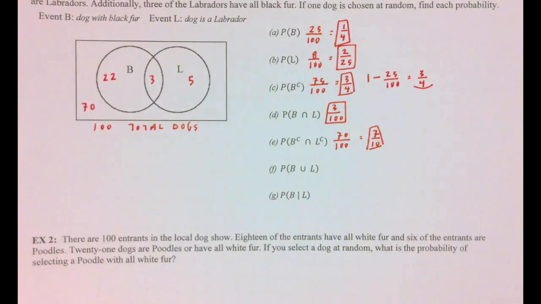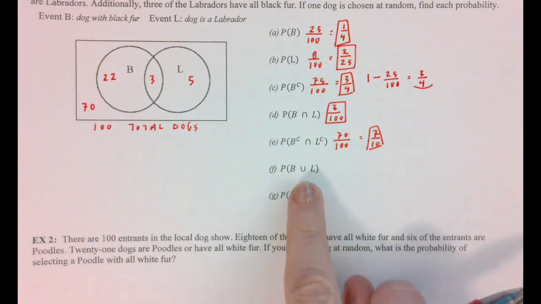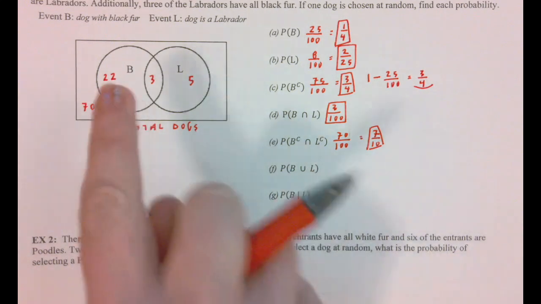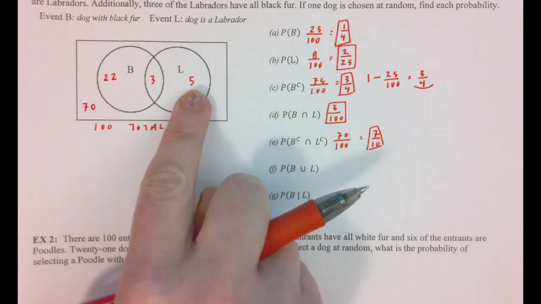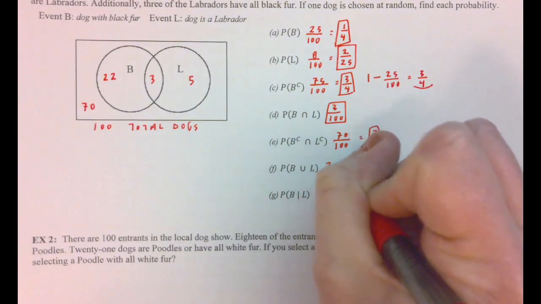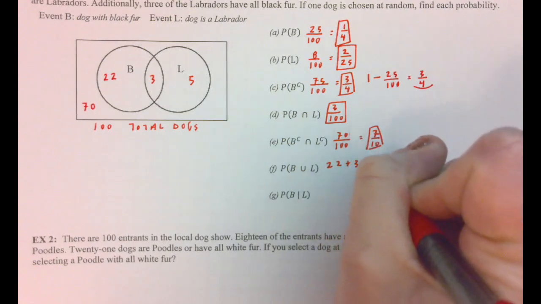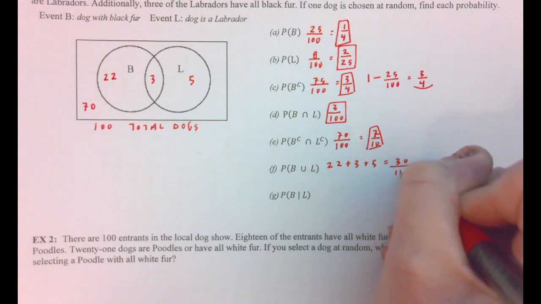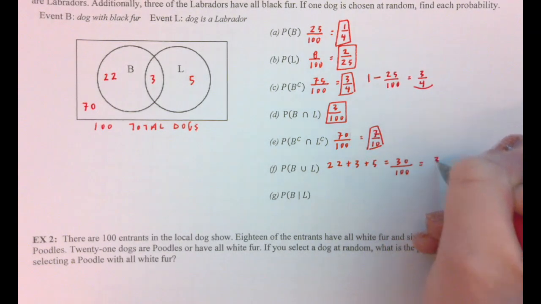All right. Now I see a U for union. We're saying it could be either or, right? U means it could be one thing or both things. So here, if I'm looking at it from a Venn diagram, black fur or lab, right? It could be anything that's in these 3 regions. So from my Venn diagram, I could just add across. I could say 22 plus 3 plus 5 adds up to 30 out of 100, which becomes 3 out of 10.